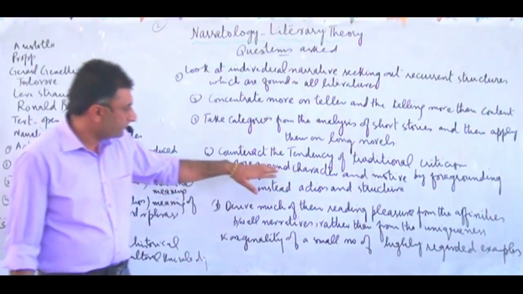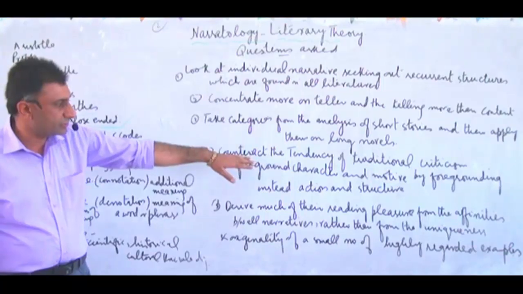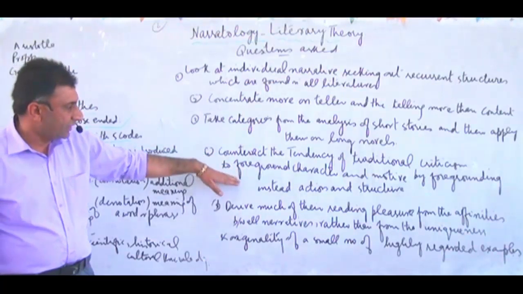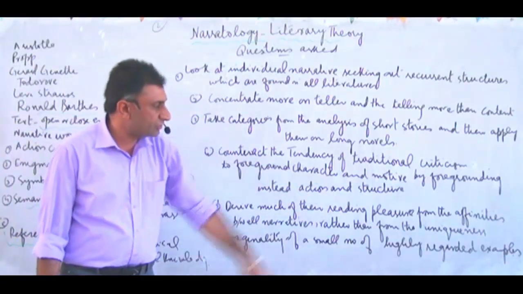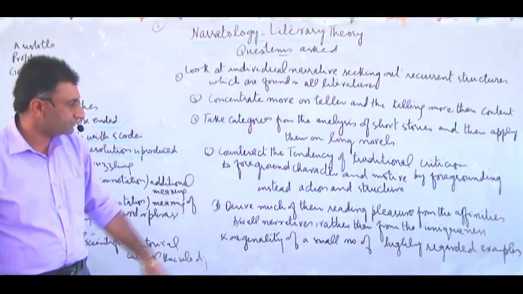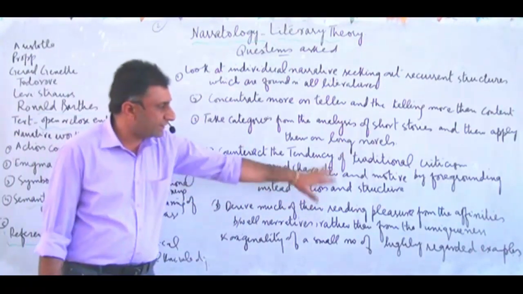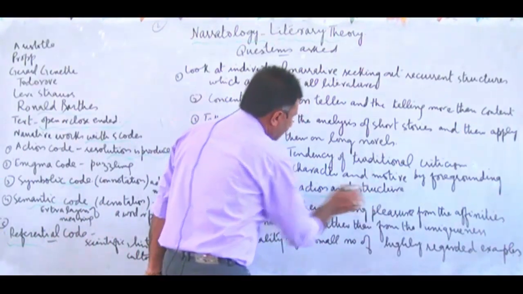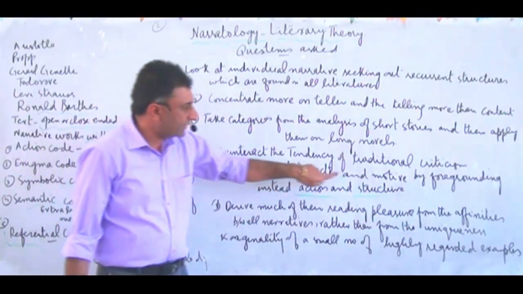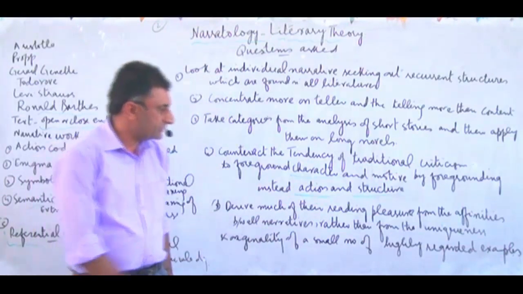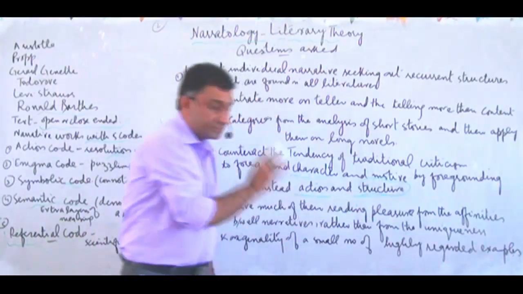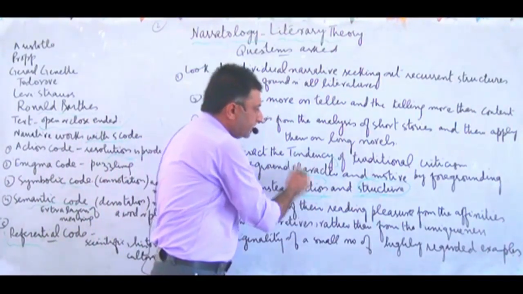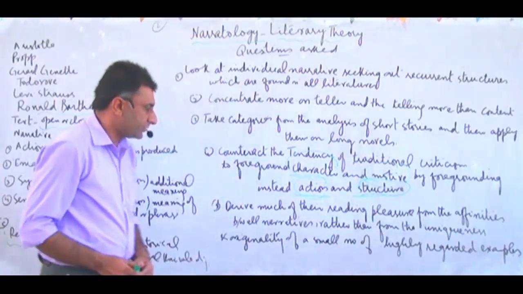Then the next thing is that they counteract the tendency of traditional criticism. Counteract means that it is something against traditional criticism. Why? To foreground character and motive by foregrounding instead action and structure. So these are the four things: character, motive, action, and structure. These narratologists mostly concentrate upon action and structures, and characters and motives are usually secondary things, but they are also very important.